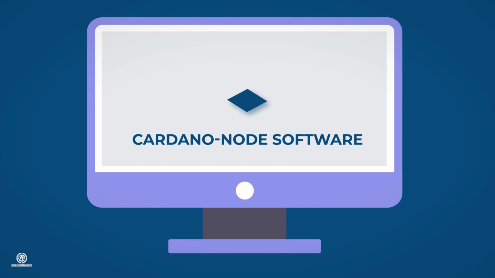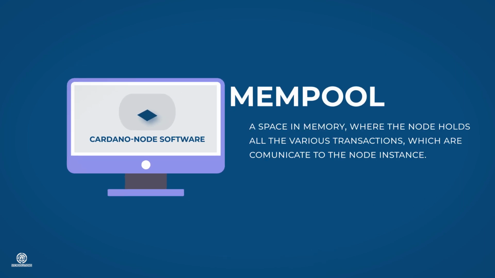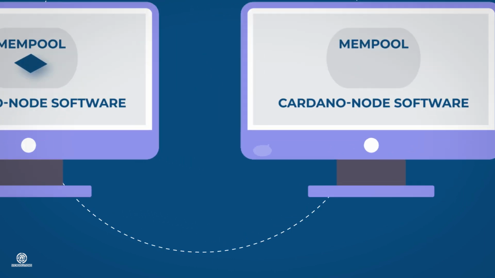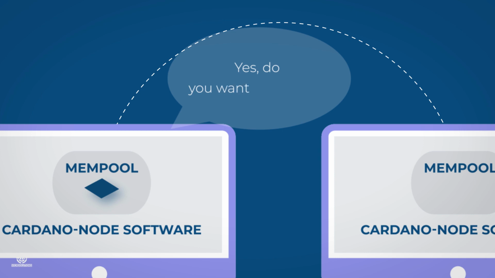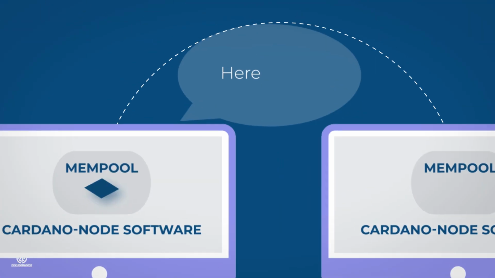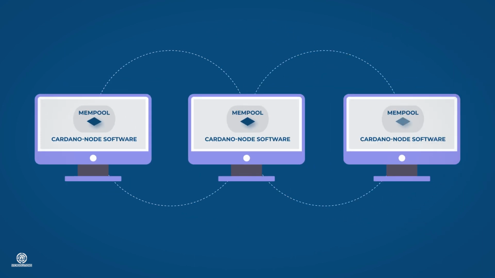The Cardano node takes the transaction and puts it into something called the mempool. This mempool is just a space in memory where the node holds all the various transactions which are communicated to the node instance. So other nodes that are connected to your node will ask, "Have you seen any new transactions lately?" "Yes, do you want them?" "Yes, I'd like to have those particular transactions that I don't have in my mempool." "Here you go." And so your transaction then gets passed around to all the other nodes on the network, and eventually everybody's mempool looks roughly the same.